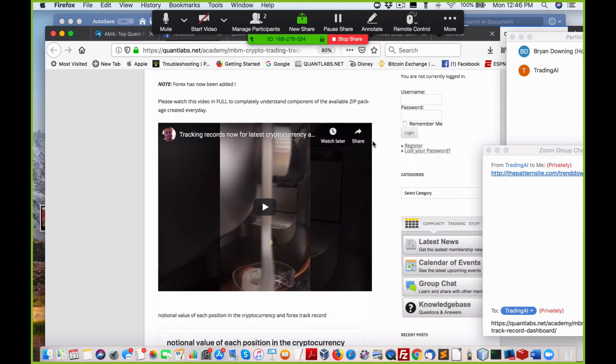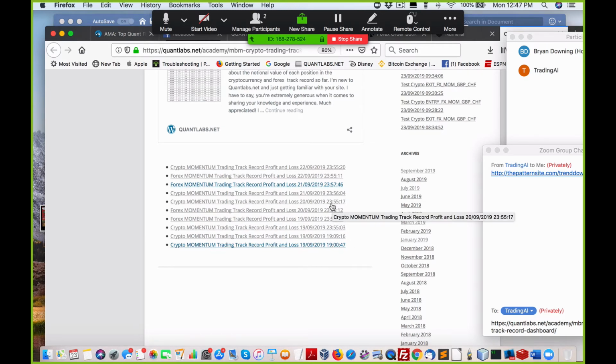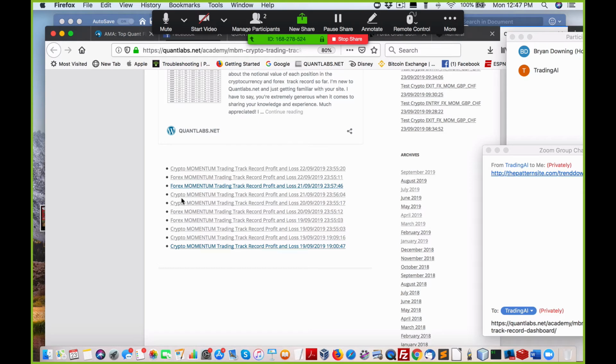Anyways, yeah, this is the track record. So what I've got now is the date when it's generated, and this is some of the testing. But usually it'll get generated at 23:55, so 5 minutes to midnight, and that will measure the performance of the previous day or the current day. And then I have crypto and the Forex.